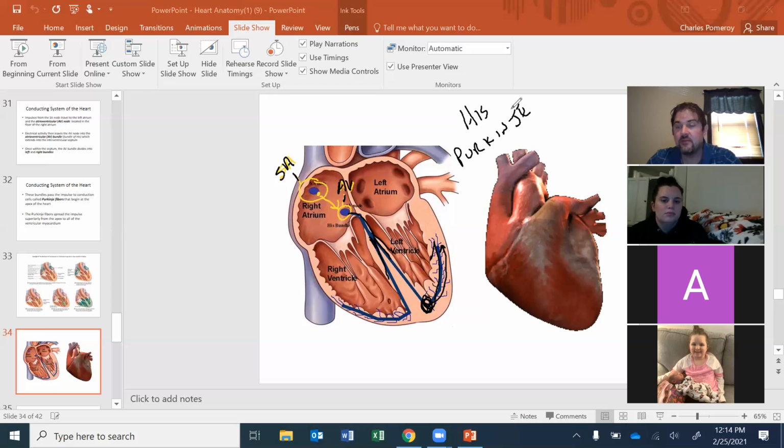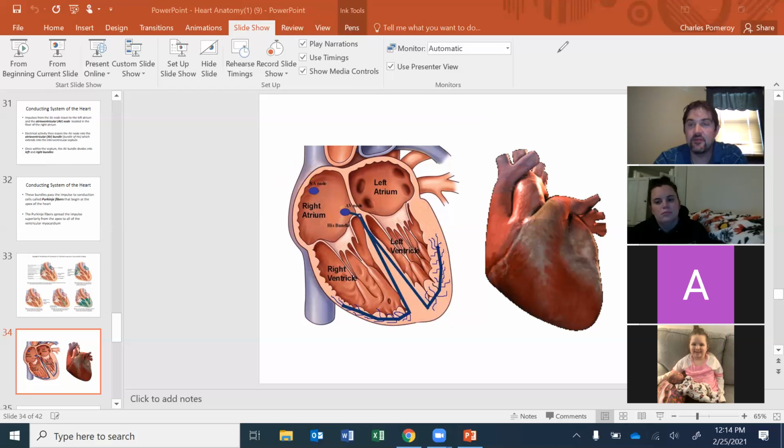And then once it spreads out through the Purkinje fibers, that's when the ventricles will receive the message and they'll contract. Now, this is all happening in the blink of an eye, okay? But we can actually measure the flow of electricity, and that's what an electrocardiogram does. It basically measures this flow of electricity as it moves down through the heart.